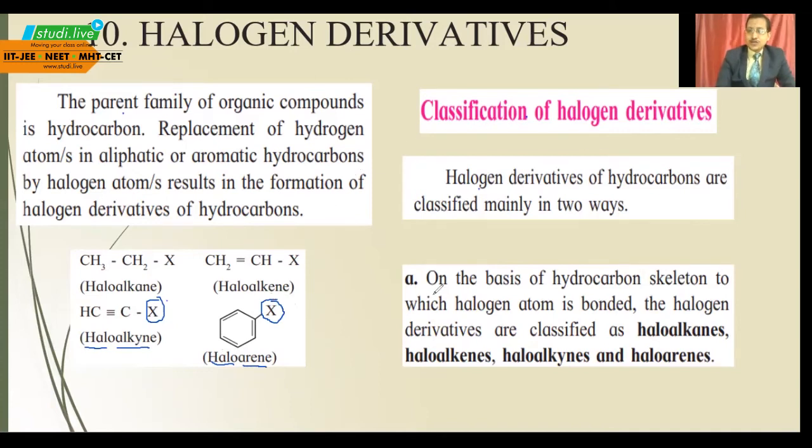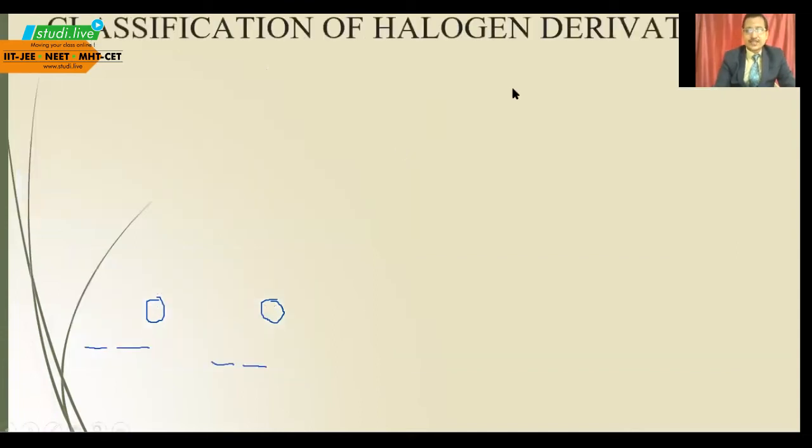Now coming back to the next type of classification. The first type of classification was haloalkanes, haloalkenes, haloalkynes and haloarenes. This was on the basis of the hydrocarbon skeleton to which a halogen atom is bonded. Now let's go ahead to the next type, the further classification. Yes, this is again the classification of halogen derivatives.